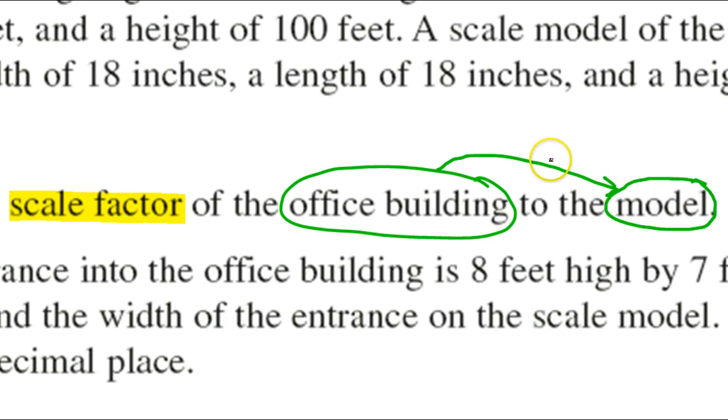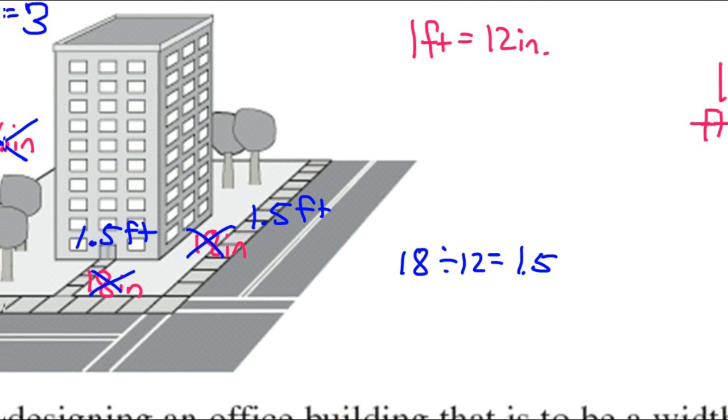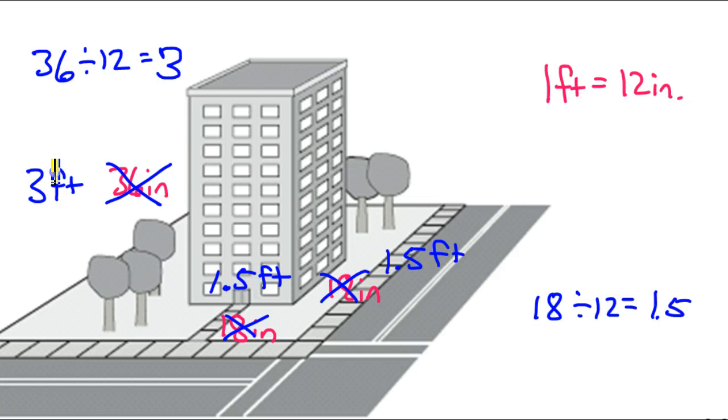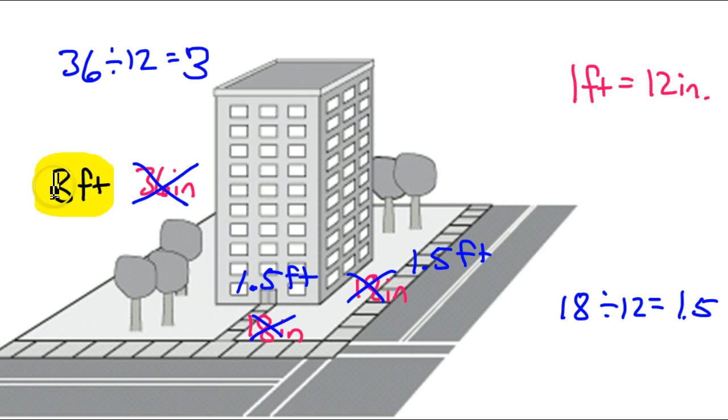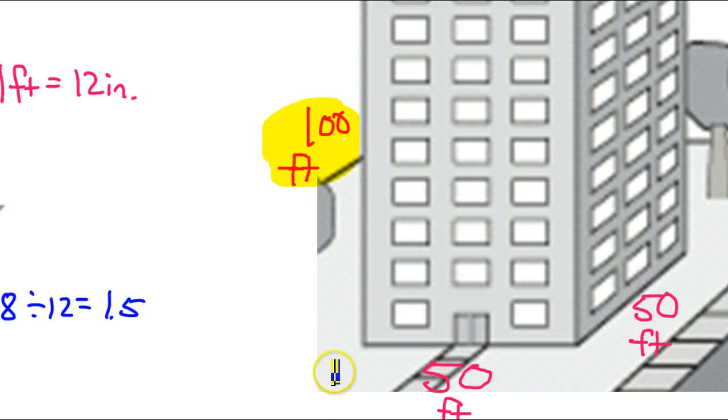So do you think we're looking for a number that's bigger than 1 or smaller than 1? We're definitely looking for a number that's smaller than 1. We're going from the building to the model, so we need to multiply by a scale factor that's very much less than 1. If we look at corresponding sides, an easy one to use is the height of the model and the height of the real building. The height of the model is 3 feet. The height of the real building is 100 feet.